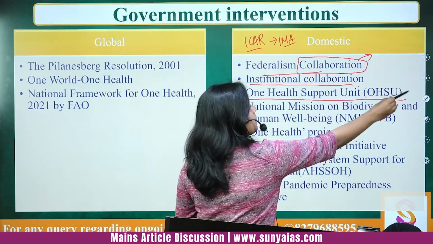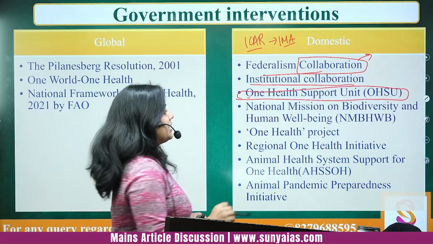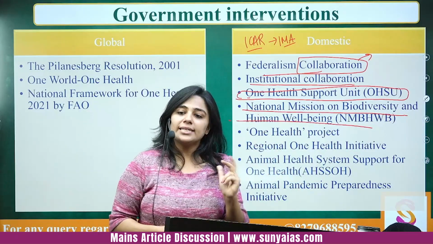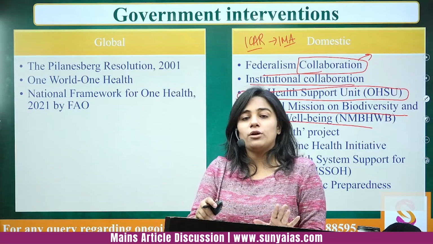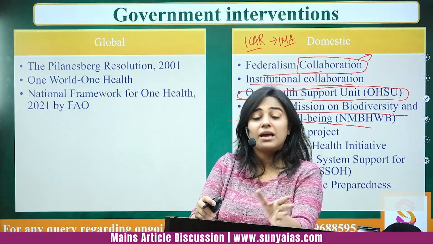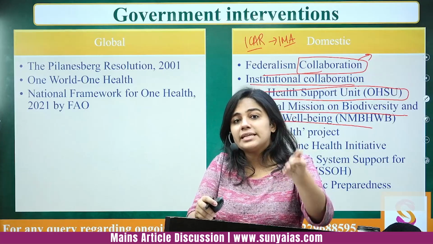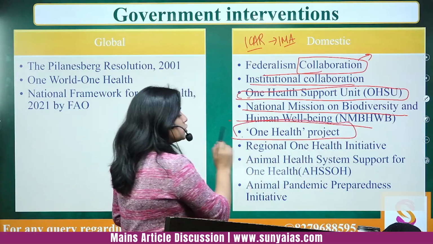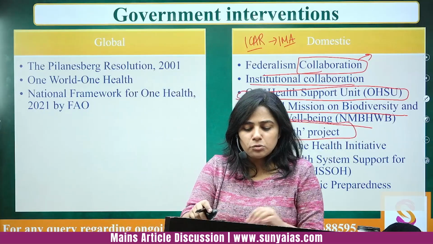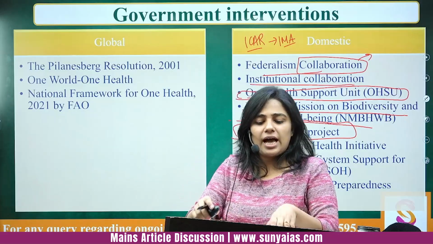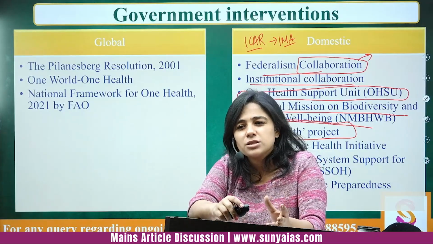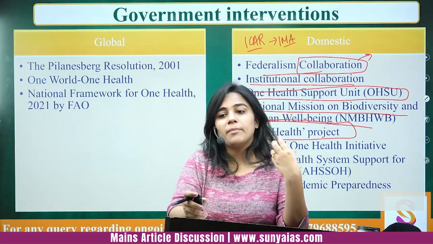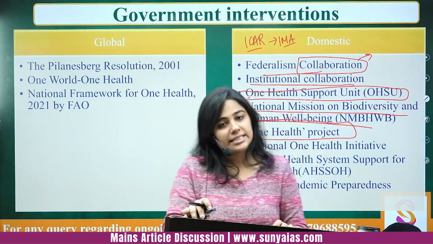Then the One Health Support Unit has been established. National Mission on Biodiversity and Human Well-Being. Just see the name of this. It is self-explanatory. National Mission on Biodiversity and Human Well-Being. Biodiversity comes first, and if it is being taken care of, even the human well-being will be ensured. The One Health project, as it is, has been introduced, and it is basically a research-based project that is focusing on researching various microbes and antimicrobial resistance, etc.